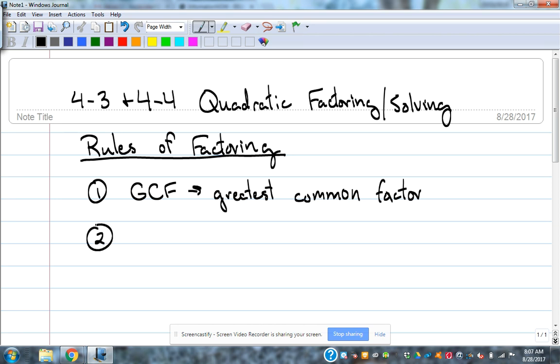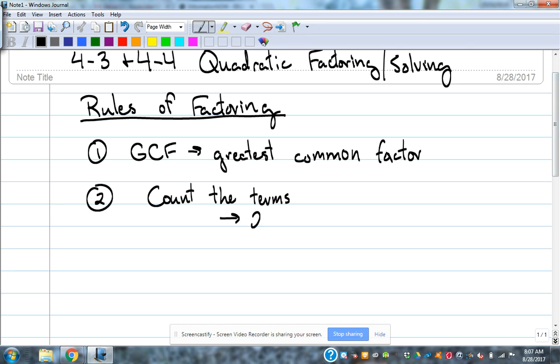After you've gotten the GCF out of that problem, the next step is to count the terms. When you count the terms, that's going to tell you what method to go with. If there are two terms with quadratics, you're going to look at doing differences of squares. To be a difference of squares, you have to have a subtraction sign in the middle, and both pieces have to be square things, like 25 is a square number and x squared is a square variable. So two terms, difference of squares.